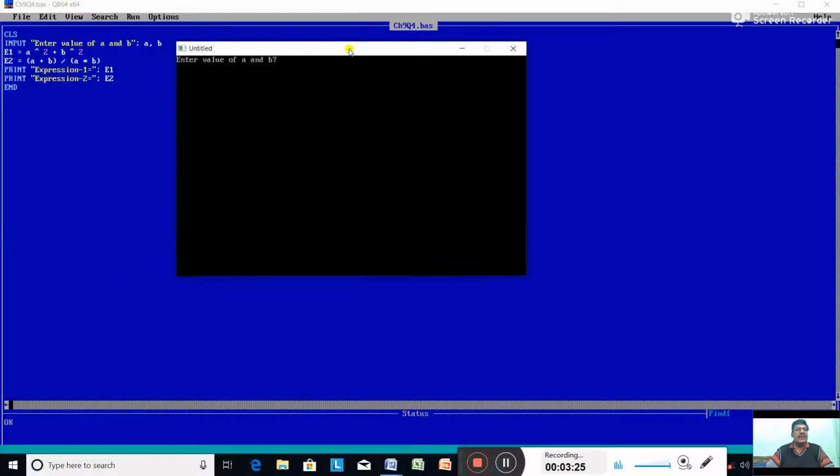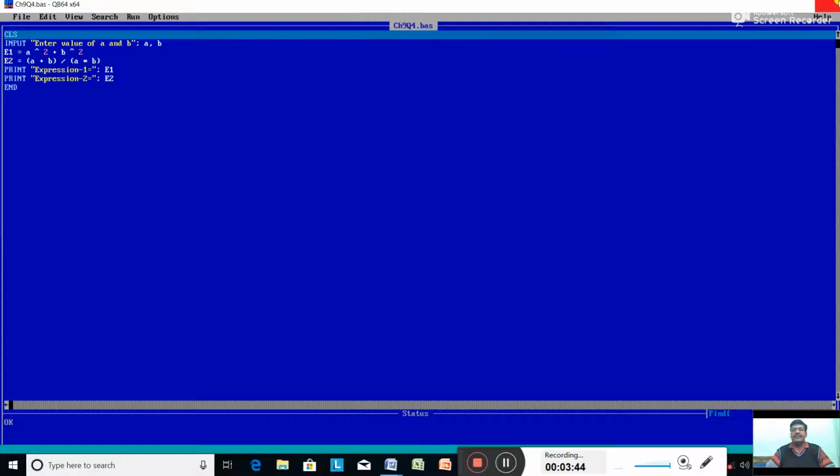It is asking to enter the value of A and B. Suppose A value is 6, comma, there are two values, B value is 9. Press enter. So expression 1 equal to 117, expression 2 equal to 0.277 something. Okay, so this was program 4.